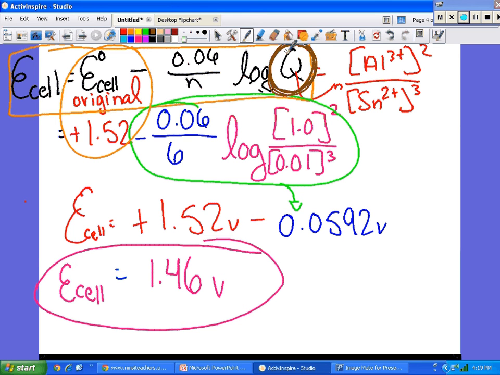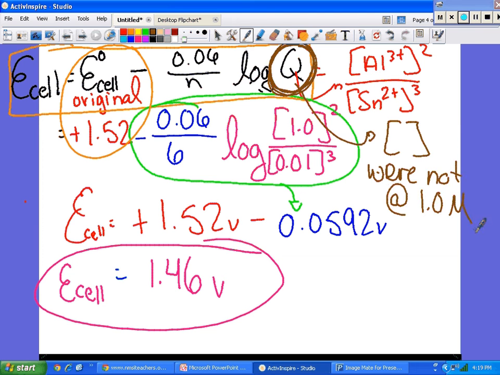We use this because what? The concentrations were not at 1 molar. That's why we did that. They changed the concentrations on us. So as soon as they did this, we had to use Q.